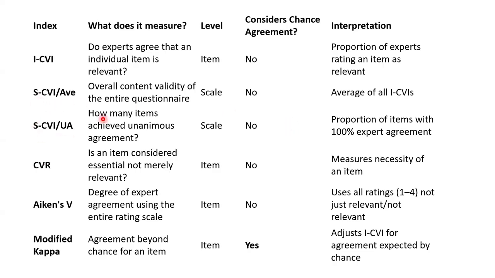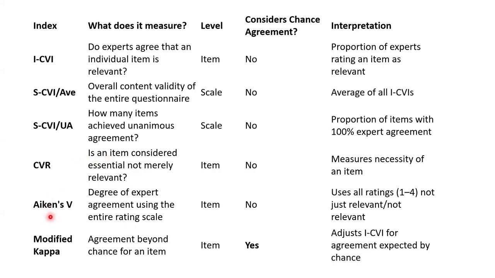If I am looking at the UA value, it is the unanimous agreement on the scale, that is the proportion of items with 100% agreement. So UA is unanimous agreement. Then you have this ratio, the ratio which is talking about not merely the relevance, but whether this is essential, whether it is necessity. So the necessity part is addressed by the ratio.